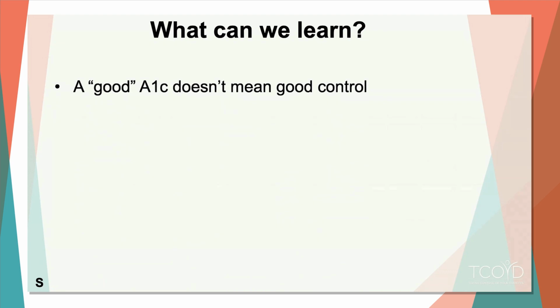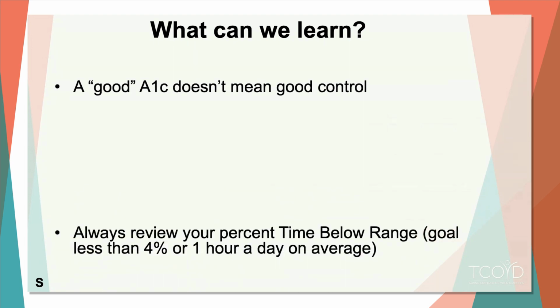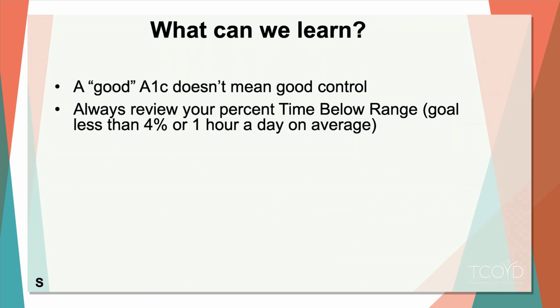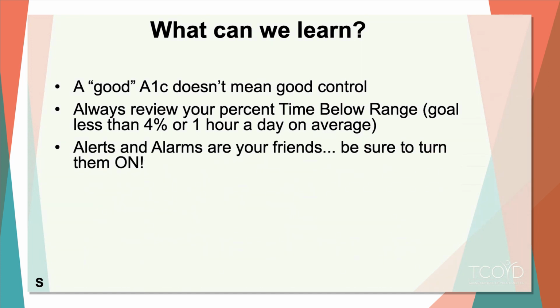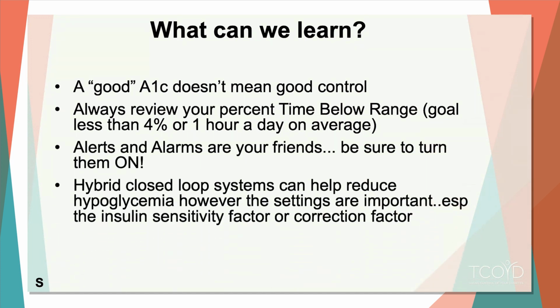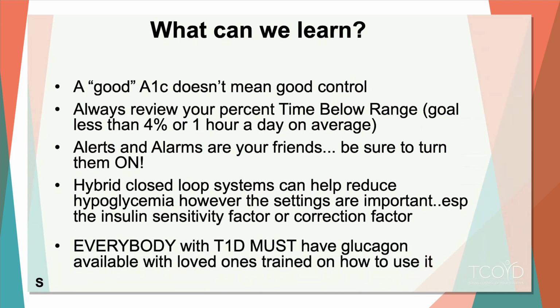So what did we learn? A good A1C does not mean good control. This woman was in danger. Always review your percent time below range, not just focusing on time in range, which we seem to do at these meetings. Alerts and alarms are your friends. Make sure they're set correctly. Do it in steps, as Schaefer suggested, so you can become adjusted. And these hybrid closed loop systems can reduce hypoglycemia. And that's an important issue. And that's why the practice of type 1 diabetes is changing.